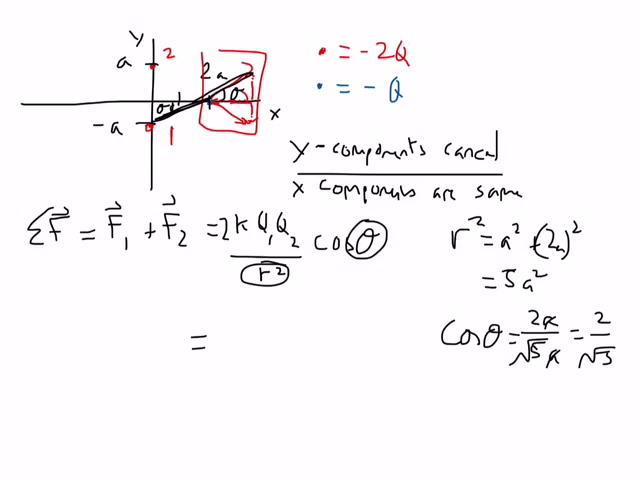So now we can plug all this stuff in. So 2k, one of the charges is negative 2q, the other charge is negative q. We have an r squared, that's 5a squared, and we have a cosine theta, which is 2 over root 5. That's still kind of sloppy.